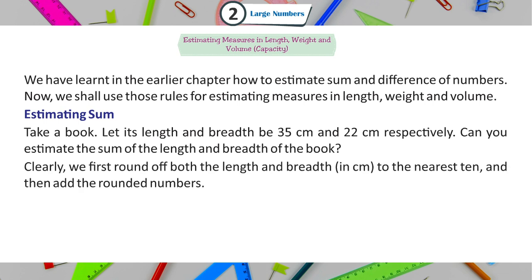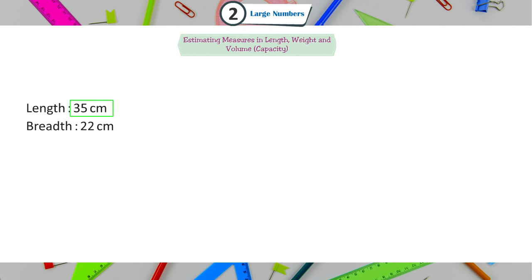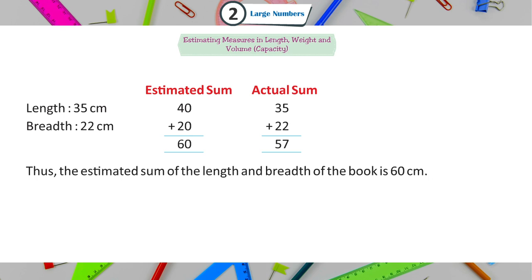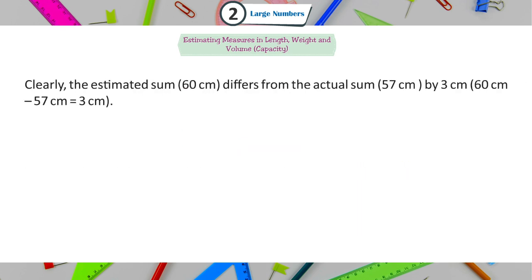Clearly, we first round off both the length and breadth in centimeters to the nearest 10 and then add the rounded numbers. Length 35 centimeters, breadth 22 centimeters. Estimated sum 40 plus 20 is equal to 60. Actual sum 35 plus 22 is equal to 57. Thus, the estimated sum of the length and breadth of the book is 60 centimeters. Clearly, the estimated sum 60 centimeters differs from the actual sum 57 centimeters by 3 centimeters. 60 centimeters minus 57 centimeters is equal to 3 centimeters.